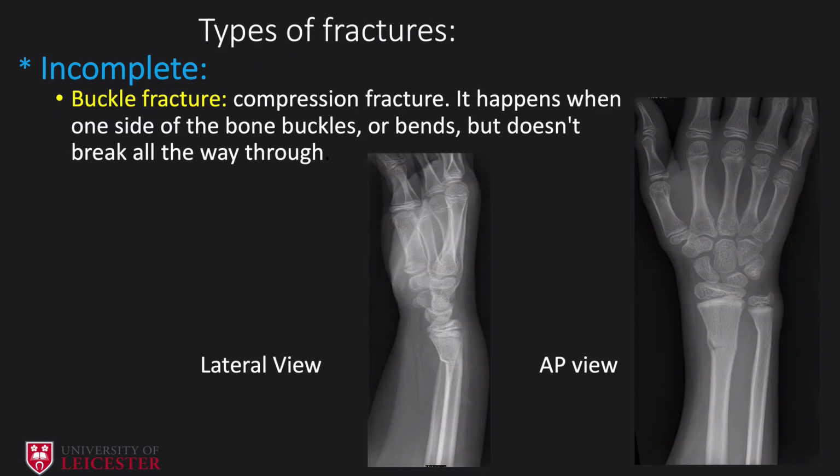The second type of incomplete fracture is a buckle fracture. This is the commonest fracture in pediatrics, and it happens when one side of the bone buckles or bends but does not break all the way through the bone. As you can see from this radiograph, there is a buckle fracture of the distal radius and ulna.